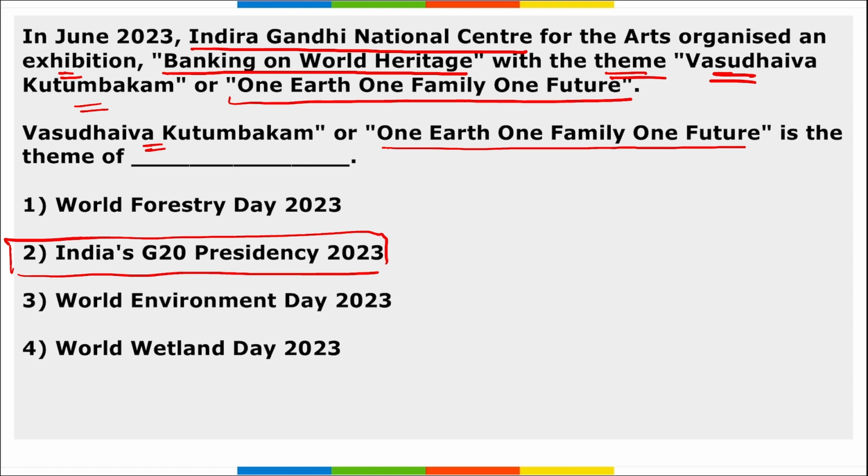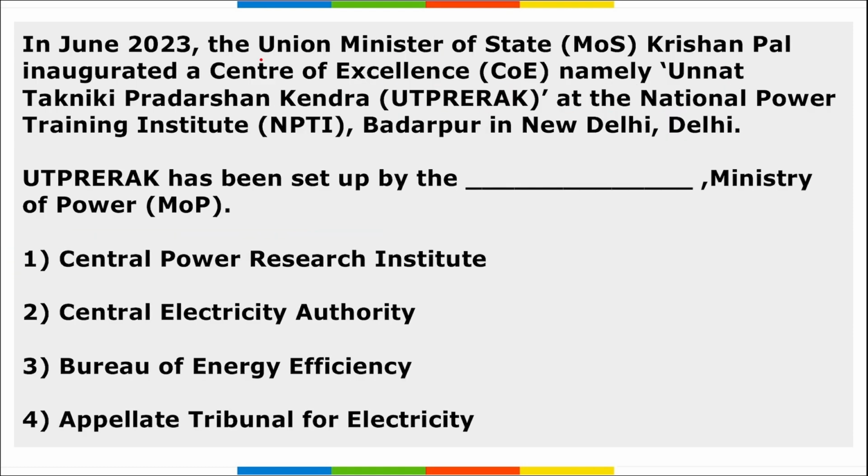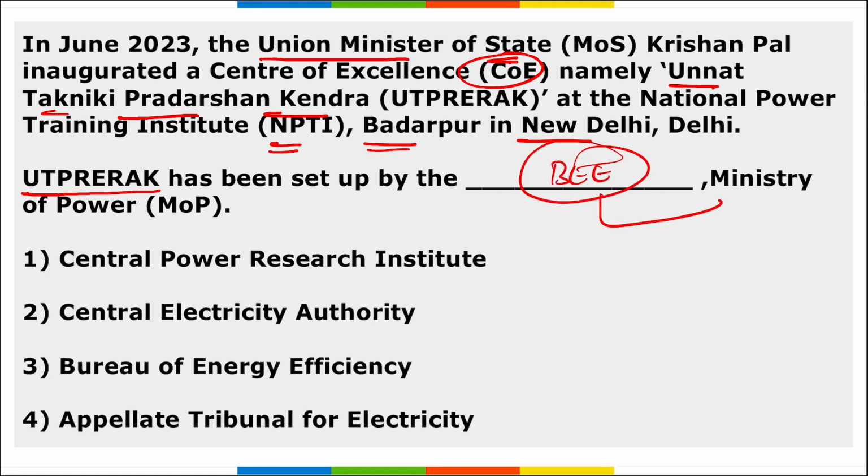Next, the Union Minister of State Krishan Pal inaugurated a center of excellence named Unnat Takniki Pradarshan Kendra at the National Power Training Institute in Badarpur, New Delhi. This UT Prerak, that is your Unnat Takniki Pradarshan Kendra, was set up by dash, it was set up by BEE, that comes under the Ministry of Power. BEE is your Bureau of Energy Efficiency, right?